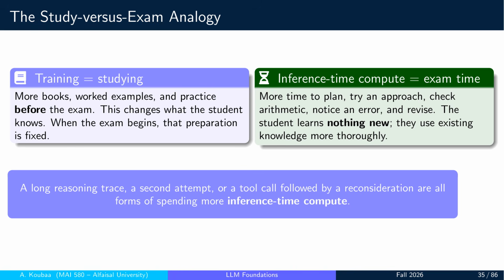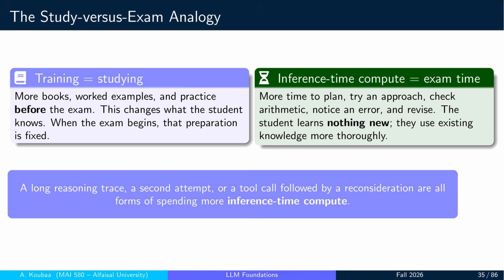Now, tell me what does not happen during the exam. The student learns nothing new. They use existing knowledge more thoroughly. That is the whole distinction, and it's where the analogy stops matching the mechanism. A real student can consolidate during the exam, and the model's weights genuinely cannot change.